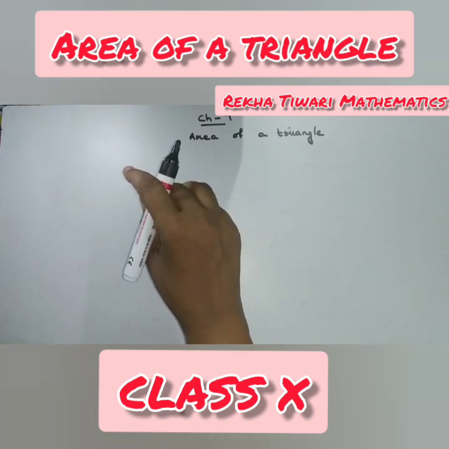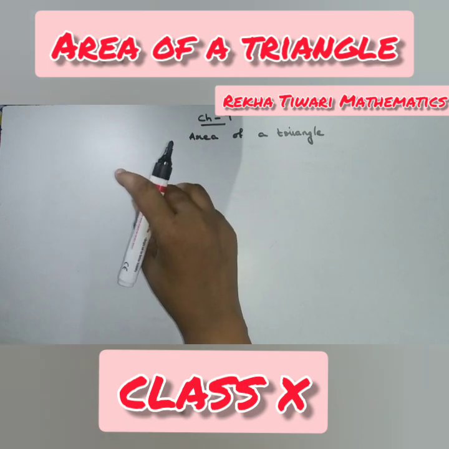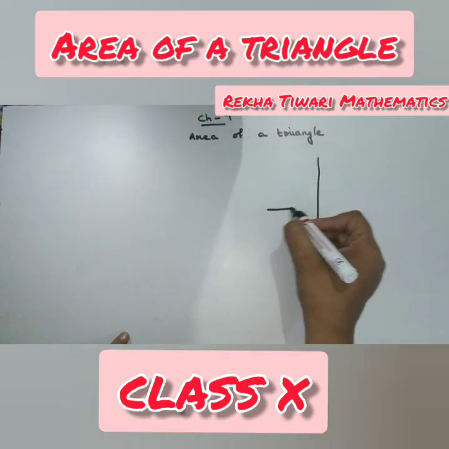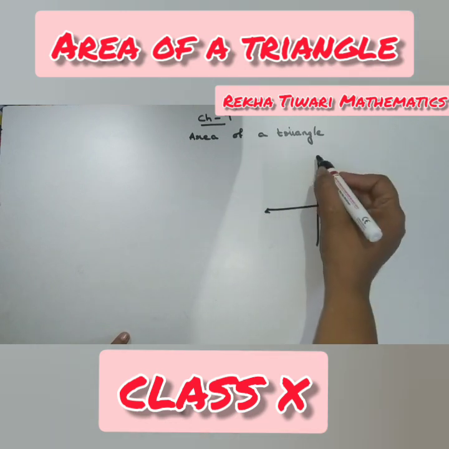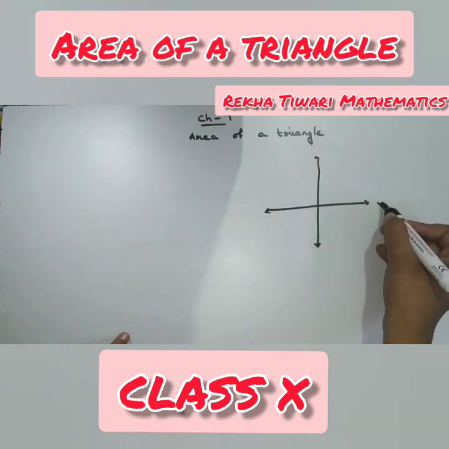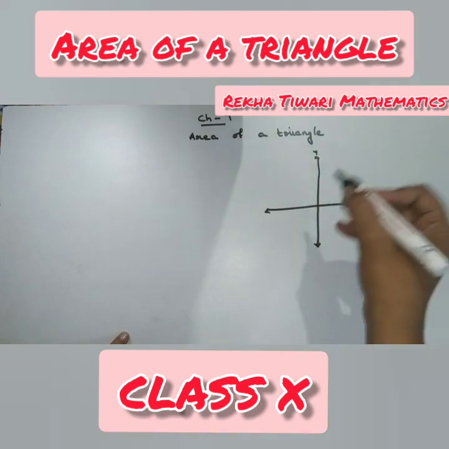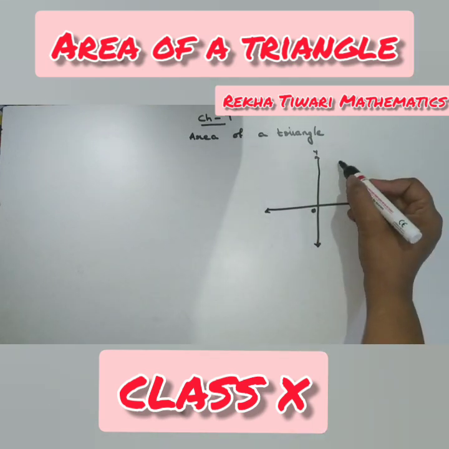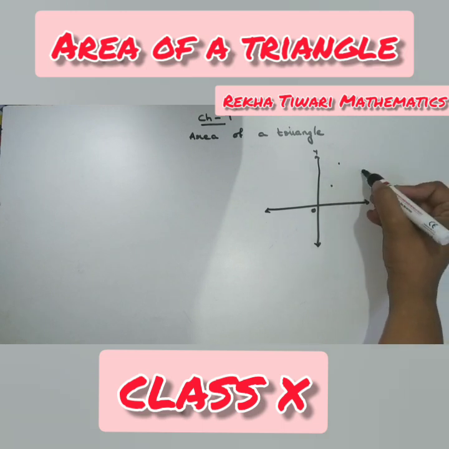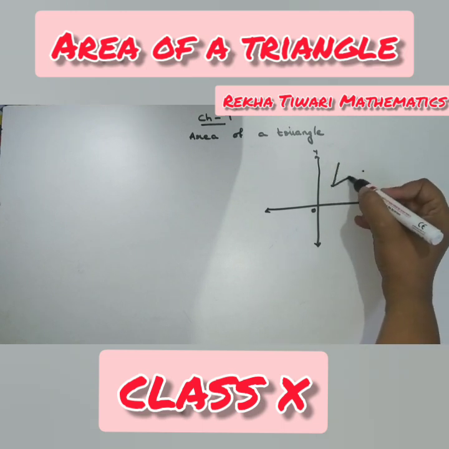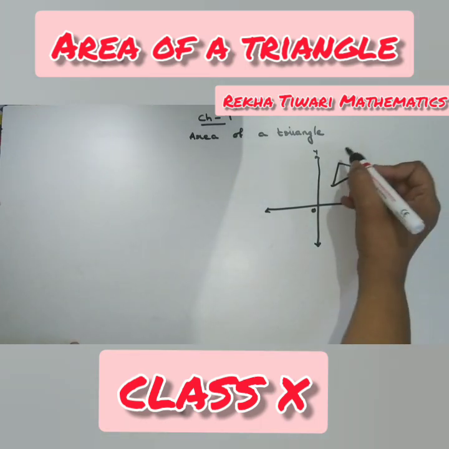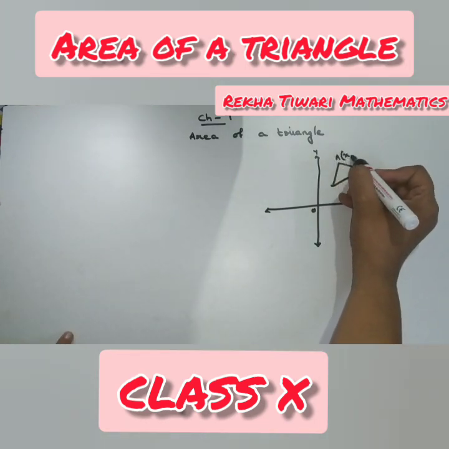into base into height. But what happens if height is not given to us? Suppose some triangle is in the Cartesian plane whose coordinates are known to you. See, this is the Cartesian plane with origin O, and suppose here is a triangle ABC, and I have to find out the area of this triangle.